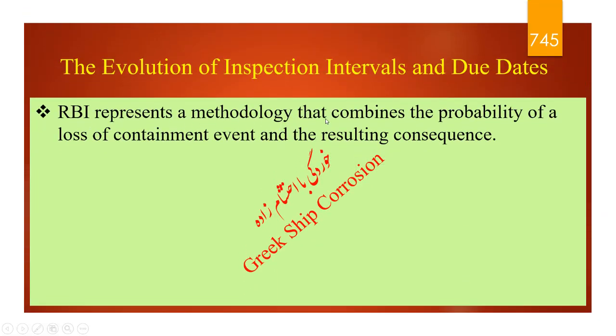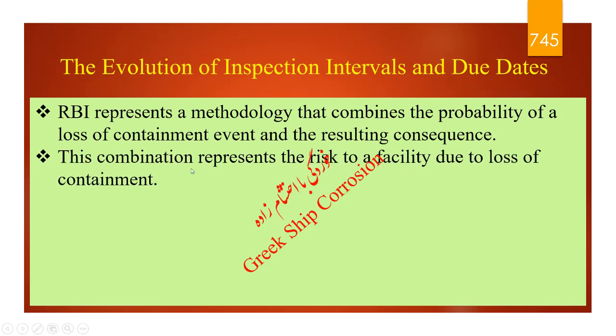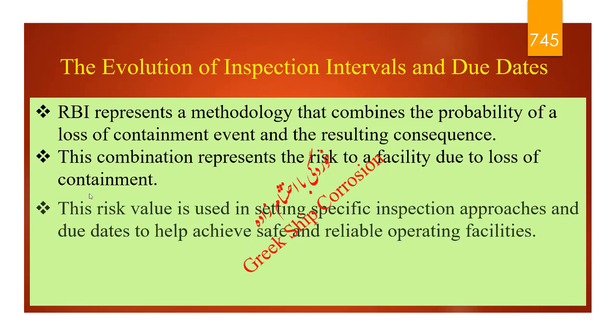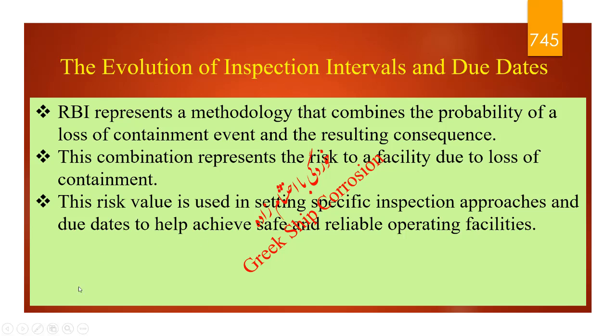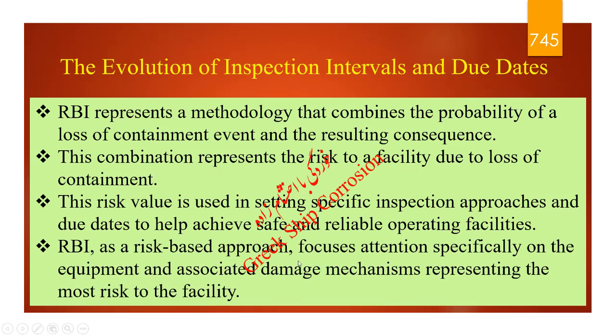RBI represents a methodology that combines the probability of a loss of containment event and the resulting consequence. This combination represents the risk to a facility due to loss of containment. This risk value is used in setting specific inspection approaches and due dates to help achieve safe and reliable operating facilities. RBI as a risk-based approach focuses attention specifically on the equipment and associated damage mechanisms representing the most risk to the facility.